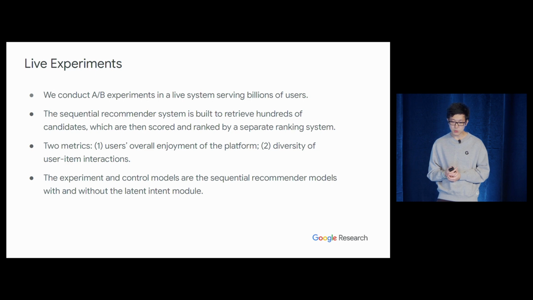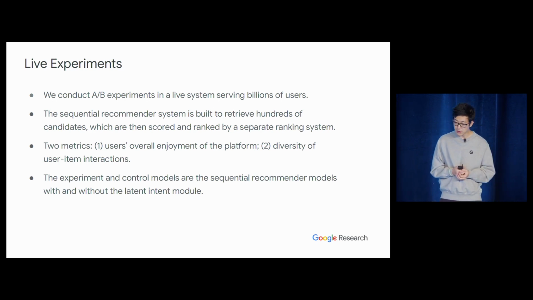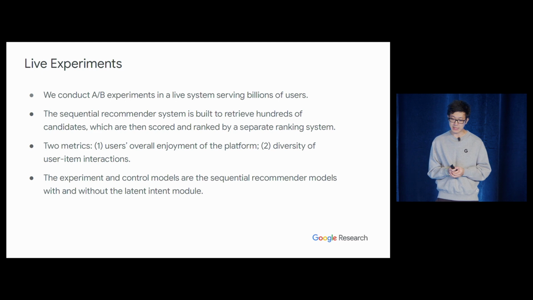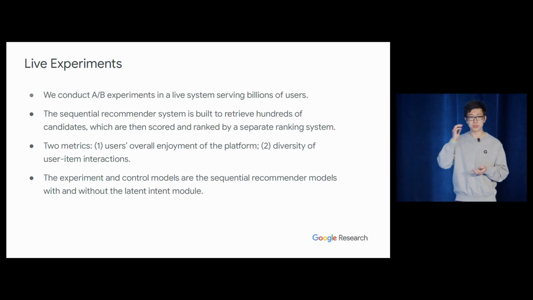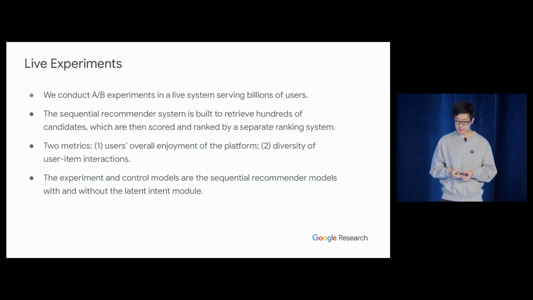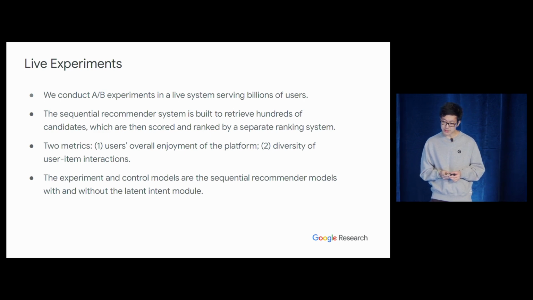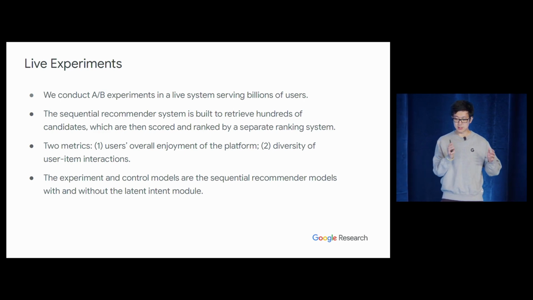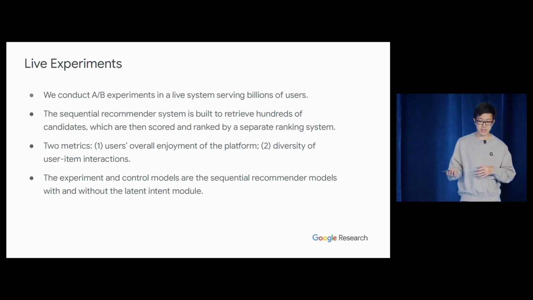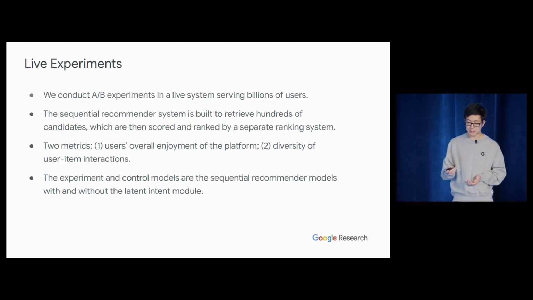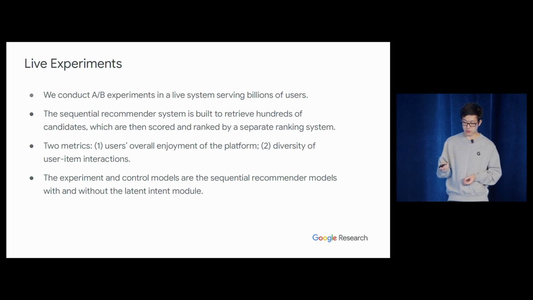And then for the A/B testing, we are looking at two metrics. The first one essentially represents the user's overall enjoyment of the platform. The second one is the diversity of user-item interaction, because past analysis has shown that this diversity is a good proxy of longer-term user enjoyment. So that's why we're looking at this metric as well. The control and the experiment model are essentially the same sequential recommender system with and without the latent intent module. And then we ran this experiment for 3 weeks and observed the effect.